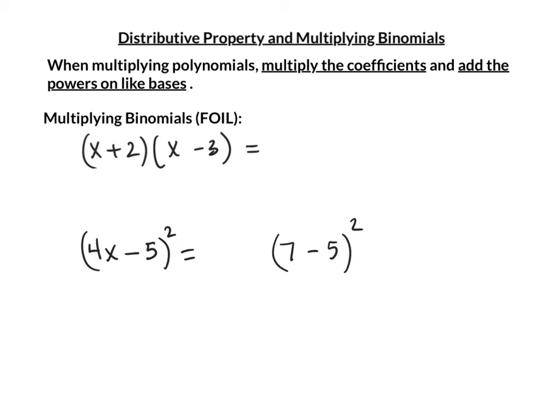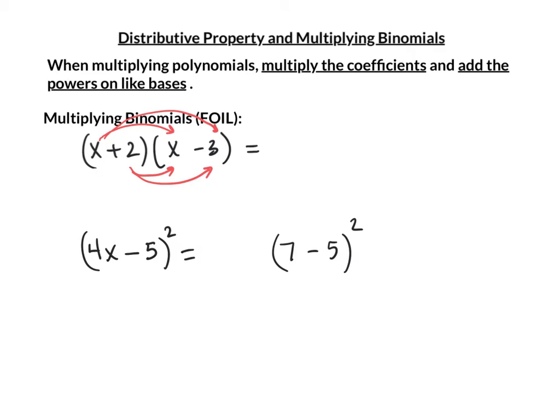We're going to FOIL. We're going to take x times x, that's the first. O stands for outer, x times negative 3. I stands for inner, 2 times x. And L stands for last, 2 times negative 3. First, outer, inner, last. Look at the arrows.